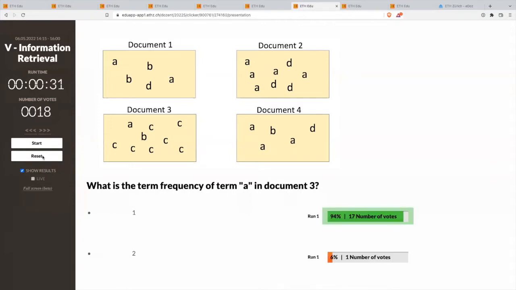Yeah, so it's 1, right? What's the term frequency of a term in a document? It's just the number of times that it occurs in the document, right? And here it's just once. There's just one A. In document 4, it would be 3. In document 2, it would be 5. And in document 1, it would be 2.